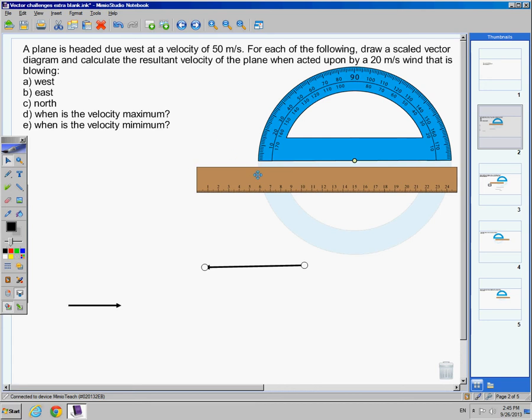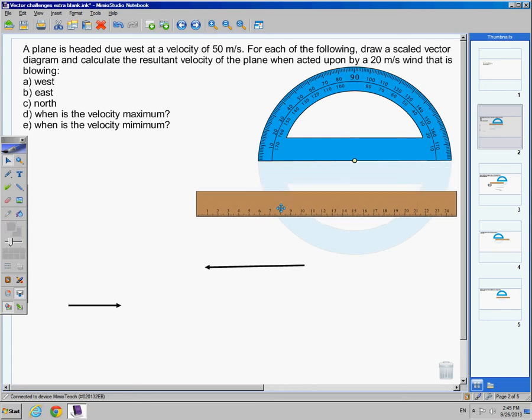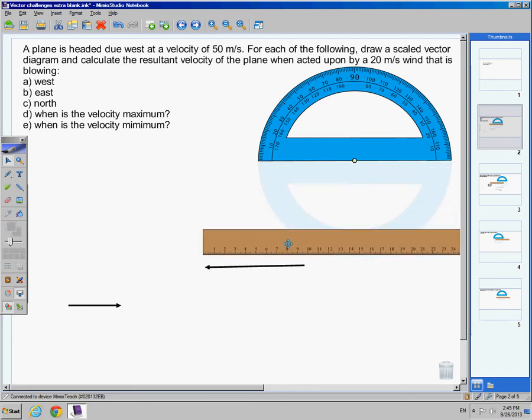I'm going to now move the meter stick here, and let's come up with a scale. So we have 50. I'm going to use 1 centimeter equals 5 meters per second. So my scale is 1 centimeter equals 5 meters per second. And let's see if that will allow us to actually do something here.